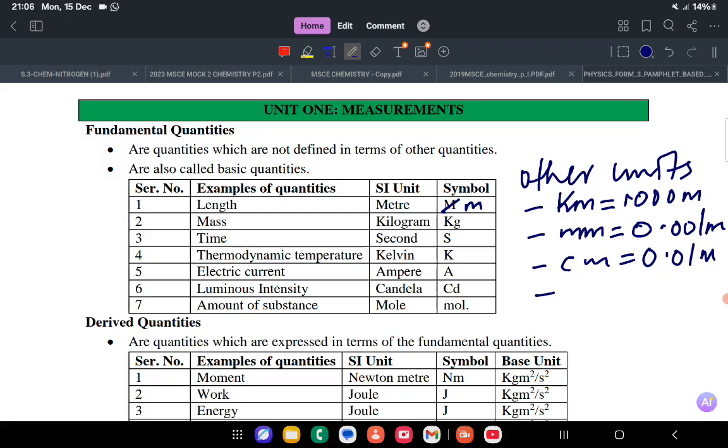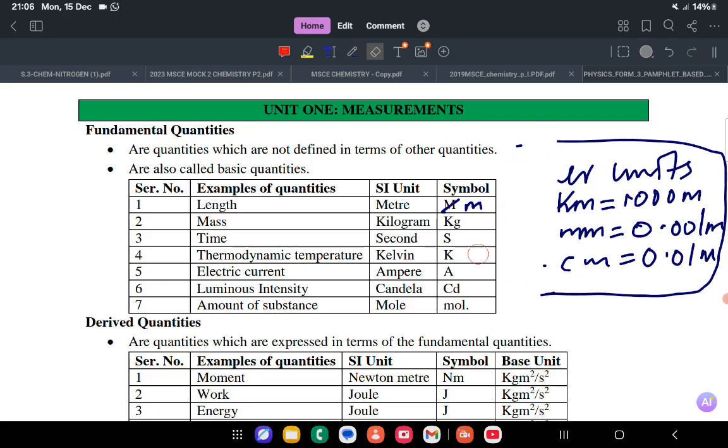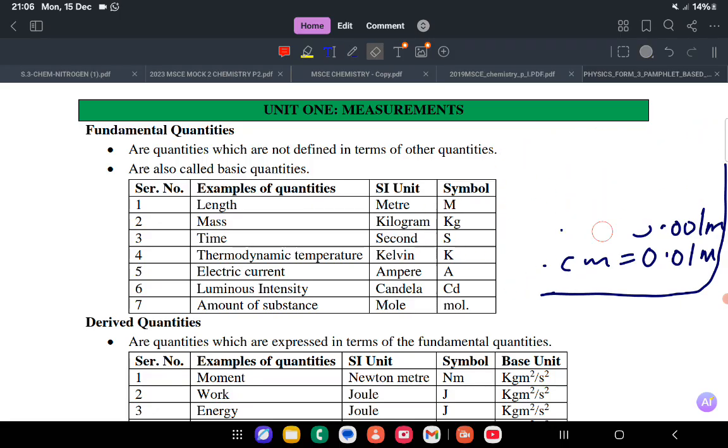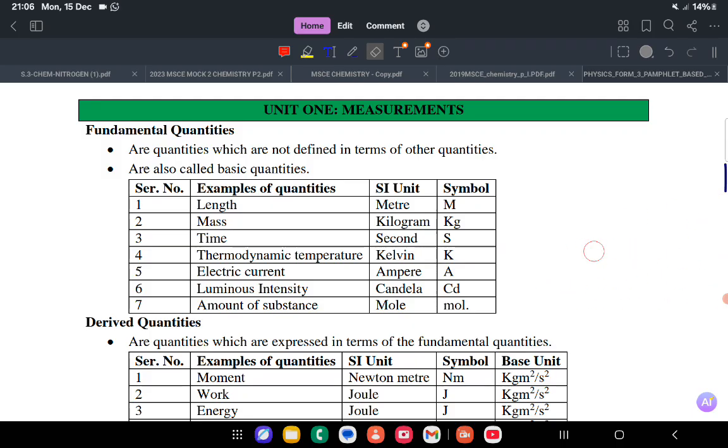But take home that the SI unit of length or distance is the meter, full stop. These are just other units. And you'll be required to convert from one unit to another. You may be given other units to bring them back to the meter. That skill can be developed later on. But for now, it is sufficient to say that the SI unit of length is the meter.